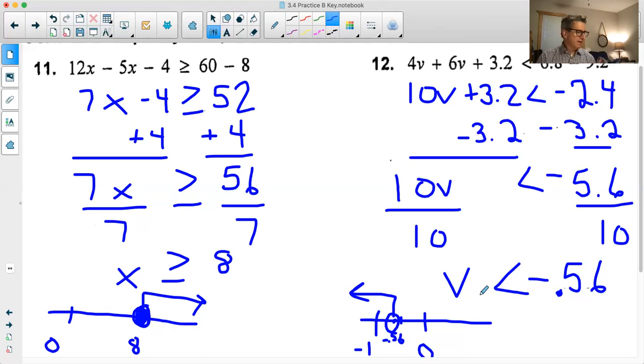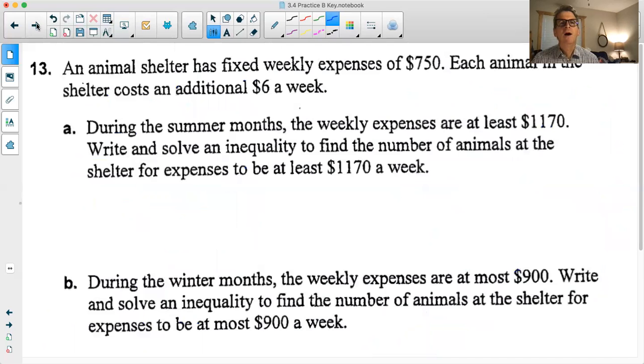And number 13, last question on 3.4 practice B. An animal shelter has fixed weekly expenses of $7.50. Each animal in the shelter costs an additional $6 a week. Okay, so there's your rate, $6 a week. During the summer hours, the weekly expenses are at least $11.70. So during the summer it could be greater than or equal to $11.70.